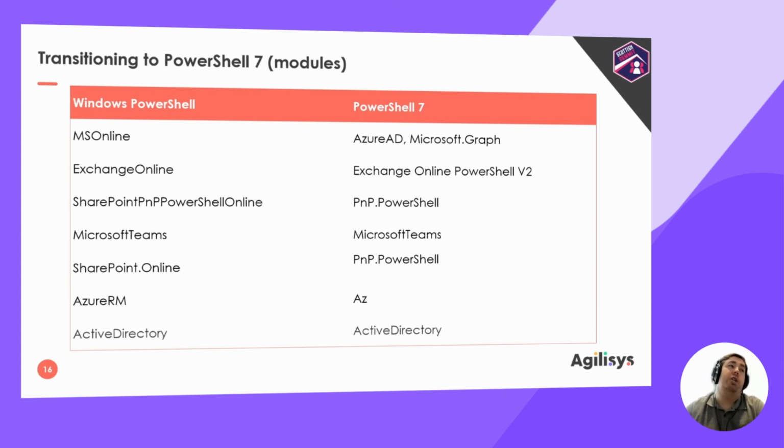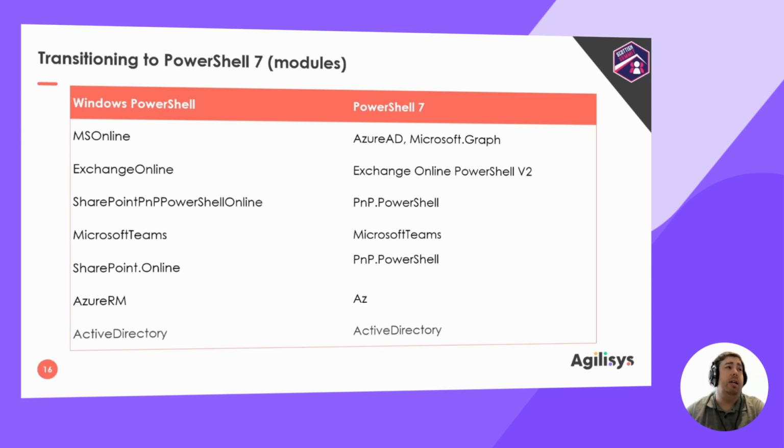The next one is kind of a cheat, which is Microsoft Teams, for Microsoft Teams and Skype for Business. The nice thing is the module is ready to rock and roll already with PowerShell 7. There's nothing you really have to do with that one. SharePoint Online, the Microsoft released one, I would again transition to PnP PowerShell for this. Azure RM, the Resource Manager Azure module, you should transition across to the multi-platform Az module.